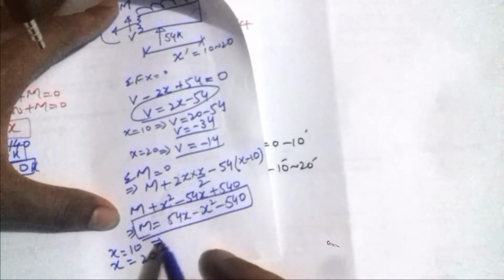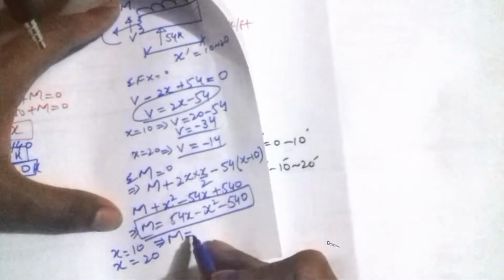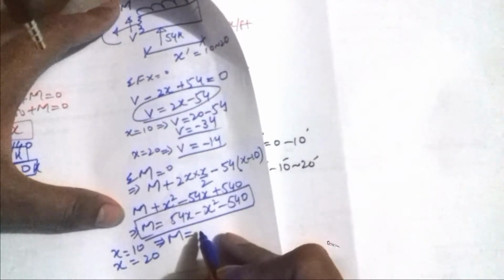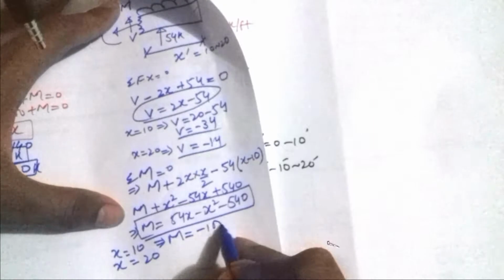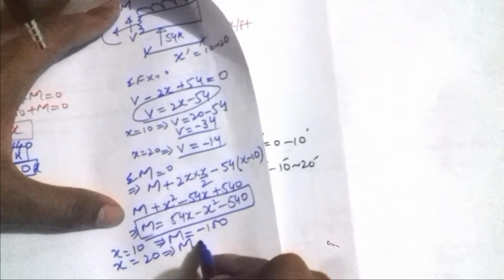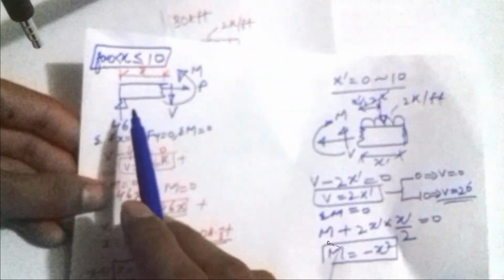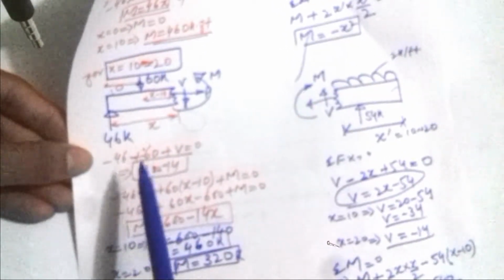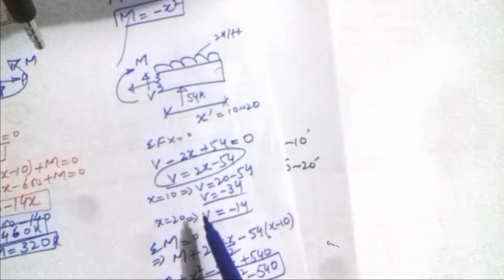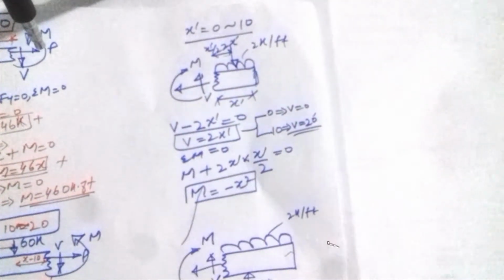So when x is equal to 10, if you put in the value, the moment will be minus 100, and for x is equal to 20, the value of the moment would be 140. So now I have solved all those sections. The first section when x is from 0 to 10, the second section when x is from 10 to 20, the third section when x dash is from 0 to 10, and the last section when x dash is from 10 to 20. So now I would find out the values and I will draw it on the graph.